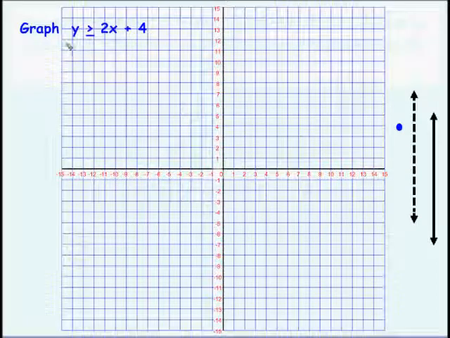So if we go ahead and do this graph instead, this time the inequality symbol is a greater than or equal to. Now they've already put this in slope-intercept form for us, making it a little easier. We'll go ahead and do our y-intercept of +4, and then we will use our slope.